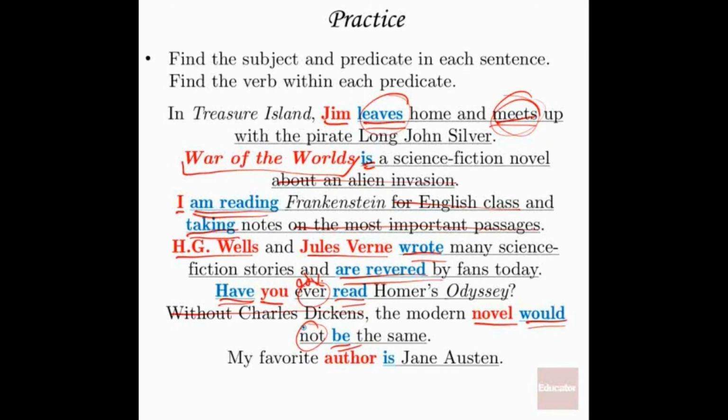It's not going to be part of the main verb, although it pretty much has to be part of the predicate. Next, my favorite author, subject, is your verb. That's a state of being. Jane Austen. So your total predicate is is Jane Austen.